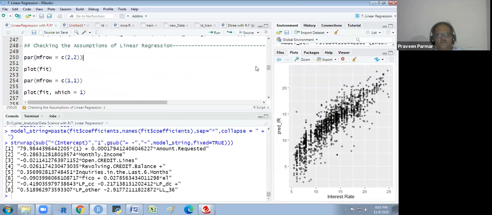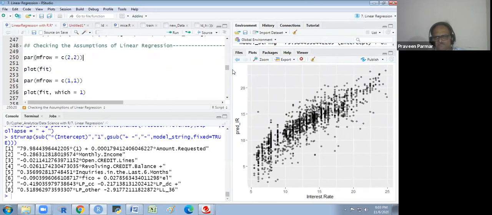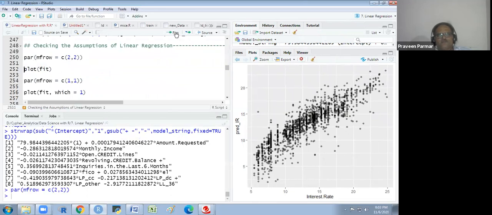I am making the MF row, margin of figure by row. I will make 4 graphs in one plot. So this I am setting. And I first show you the plot fit.